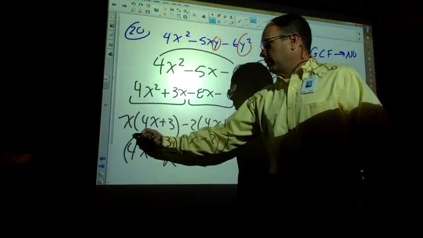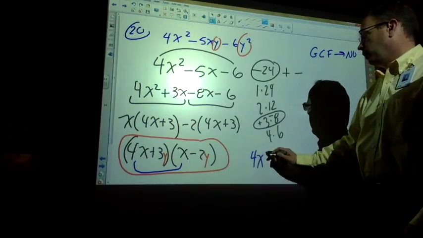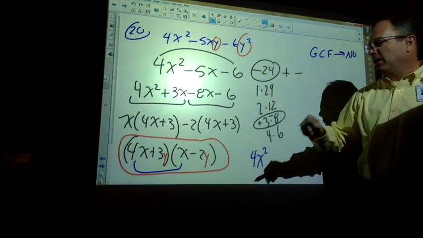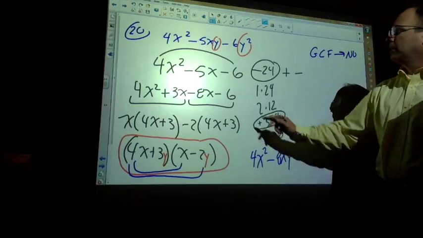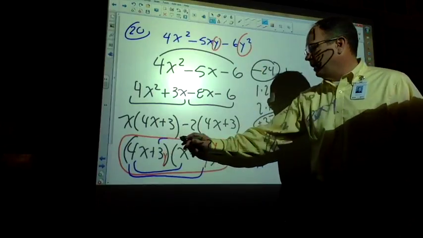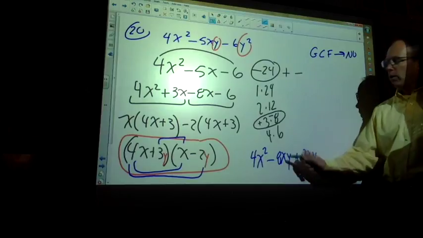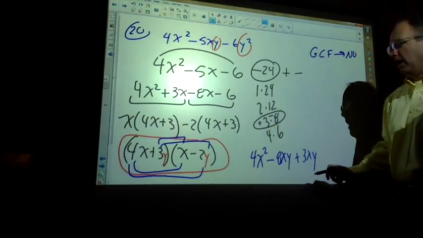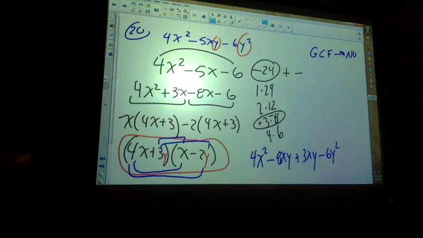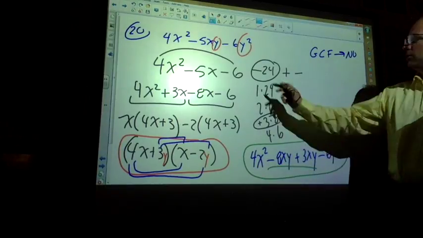So this is the answer I'm claiming. So let's undo the answer. So I'm going to go 4x times x. I get 4x squared. Take a look, that matches there. Outside, I have 4x times negative 2, so I get negative 8xy. If I multiply here and here, I get plus 3xy. What's that going to add up to? Negative 5xy. See how it's working? And then my very last thing here, I get negative 6y squared. So if I combine this together, does this match this? Yeah.